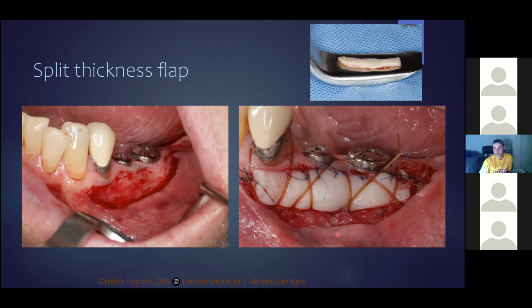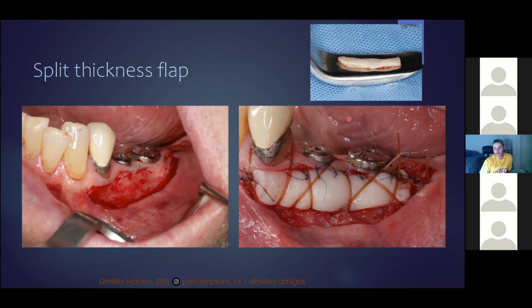So, split thickness flap. Be very mindful of this area when you're doing a split thickness because there's a mental foramen here somewhere. Make sure you know exactly where it is and how far it is. So we want to be very careful. We want to get as close as possible to bone without touching the bone, right? This is all periosteum that's exposed. This was a little bit thicker graft, probably 2 millimeters or so, but I wanted to augment the contour of this tissue as well.